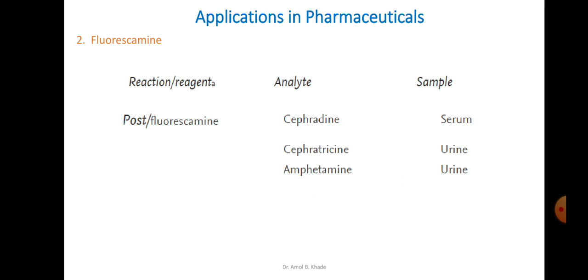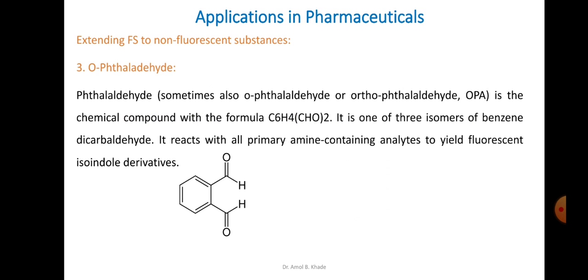So similarly you can see the other drugs, that is the cephadrine, amphetamine and so on. So you can also determine them in clinical samples. If you are determining in a clinical sample, in this case the reaction is post reaction. That means you take this clinical sample, separate them in a chromatographic system, and then after separation you derivatize them and then subject it to the fluorescence spectroscopy.